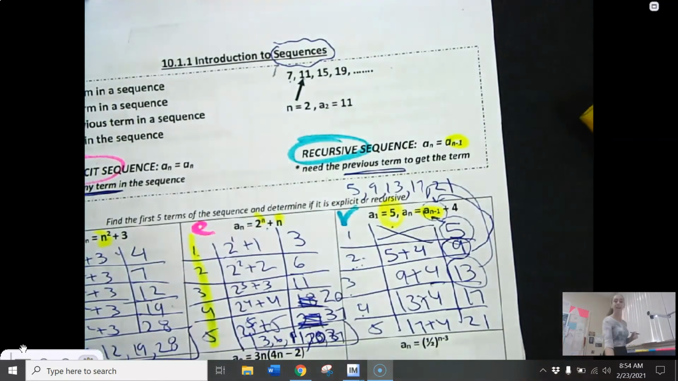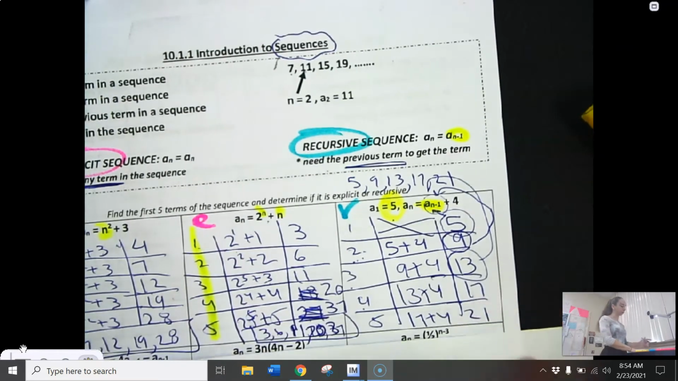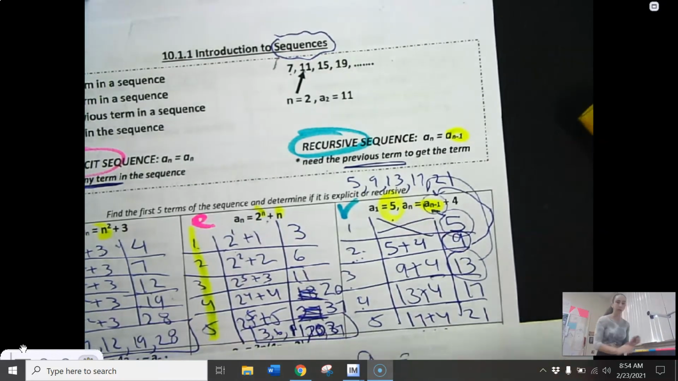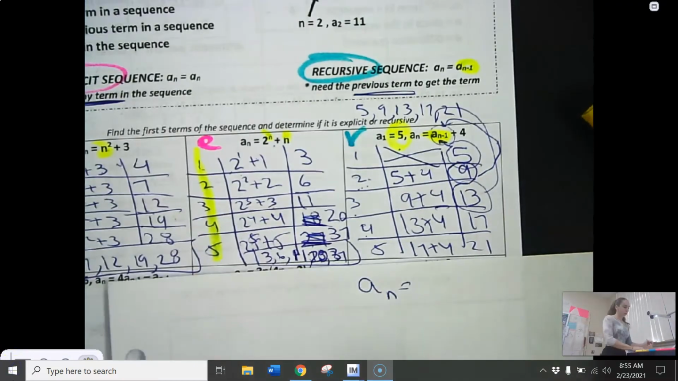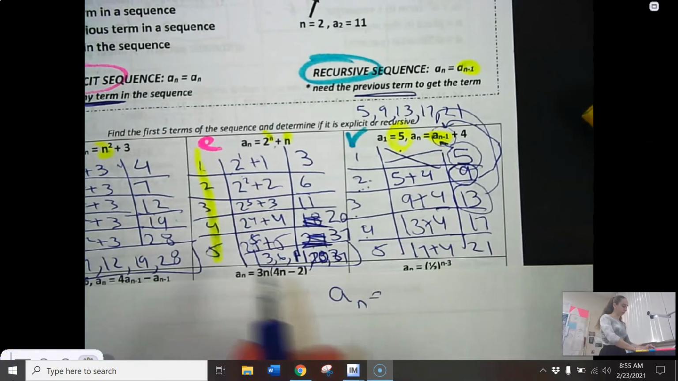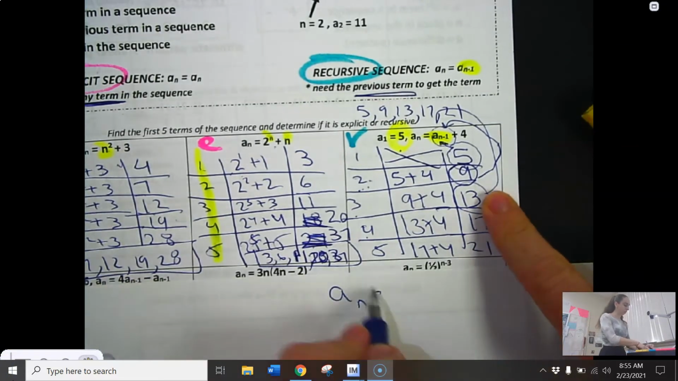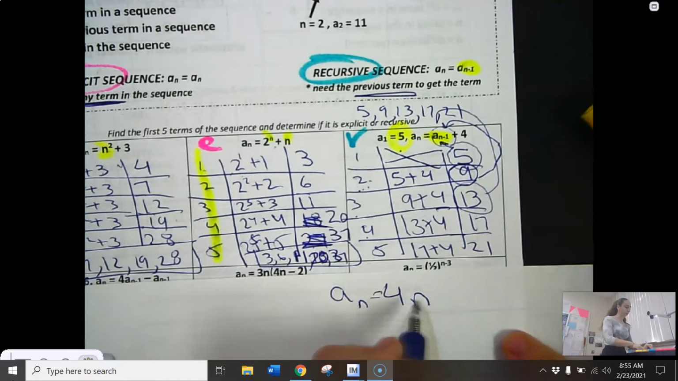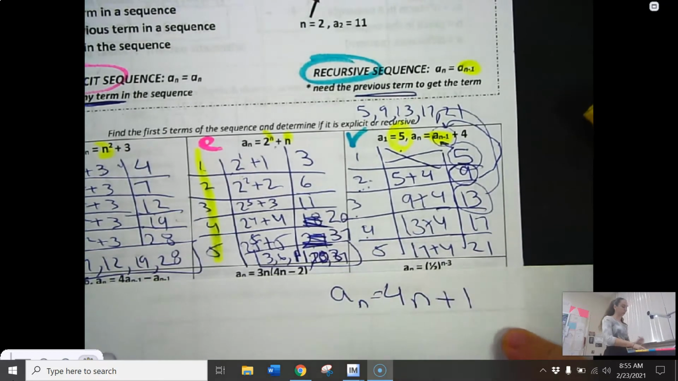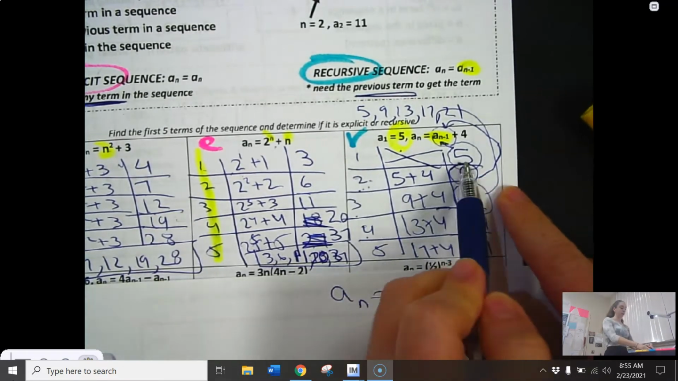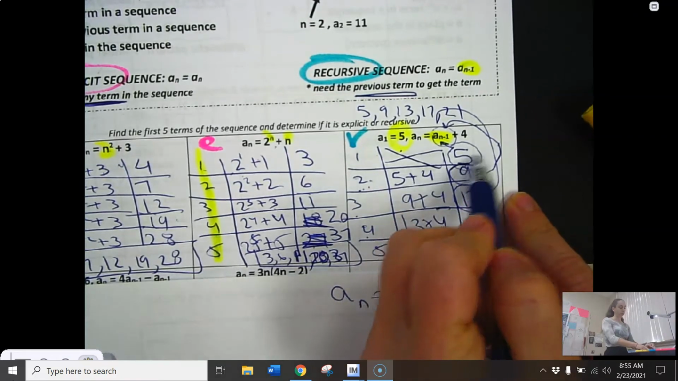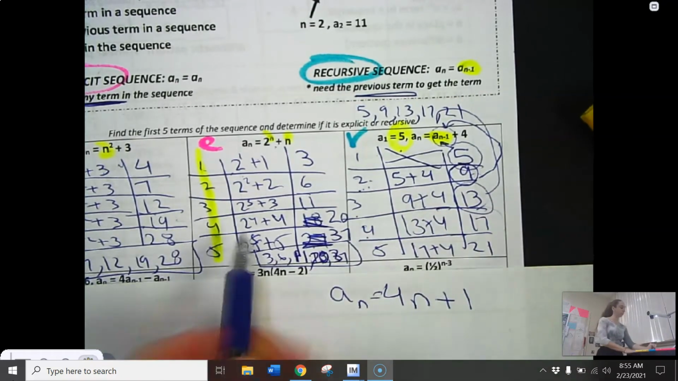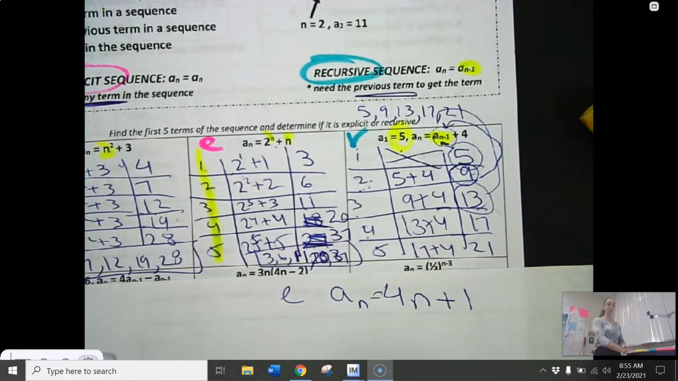You could actually create an explicit equation from this recursive one. How do you find an equation of a linear sequence? You do the pattern and the 0 term. Because if this is the first term, and you're adding 4, adding 4, adding 4, if you subtract 4, that would be the 0 term for the explicit sequence, and that is the recursive. Just a different way to explain things. Okay, all right, let's look at the next one.